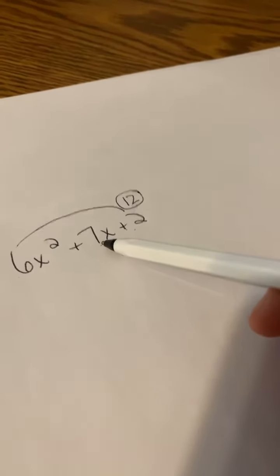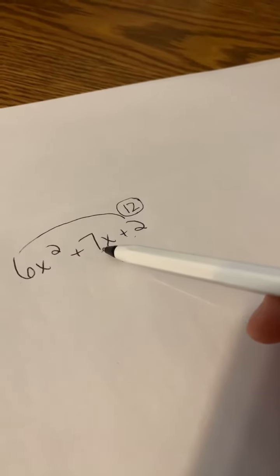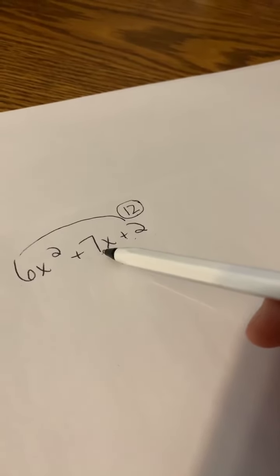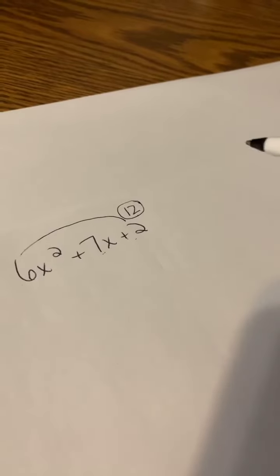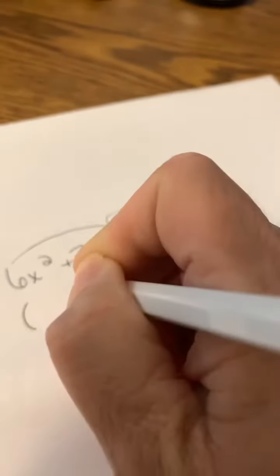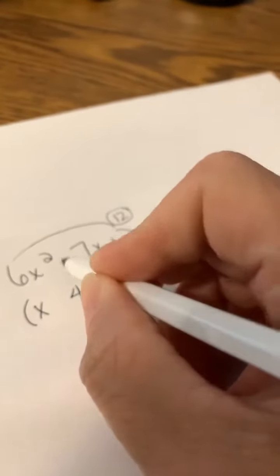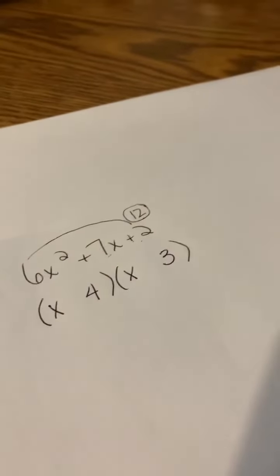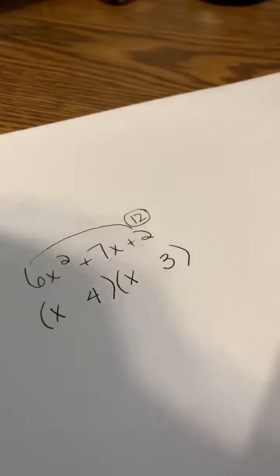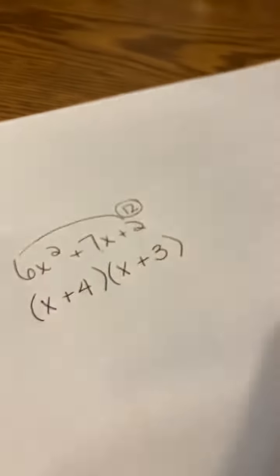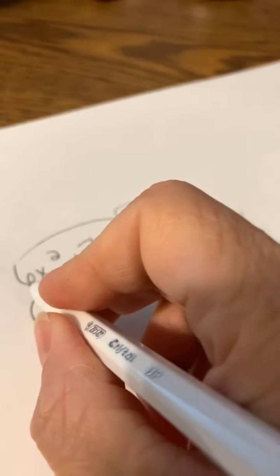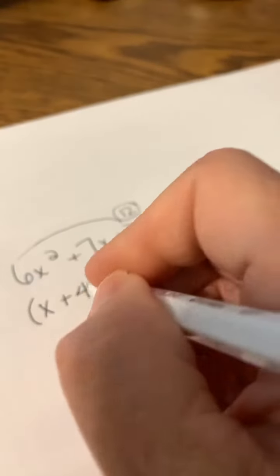So 12 times 1 is 12, but 12 plus 1 is not 7. 6 times 2 is 12, but 6 plus 2 is not 7. But 3 times 4 is 12, and 3 plus 4 is 7. So I'm going to put a 4 and a 3. Sticking with that theme, I'm putting the big number first. And if I go back to my notes from earlier, a plus plus means a plus plus. And then I'm going to slide this 6 under this 4 and 3.